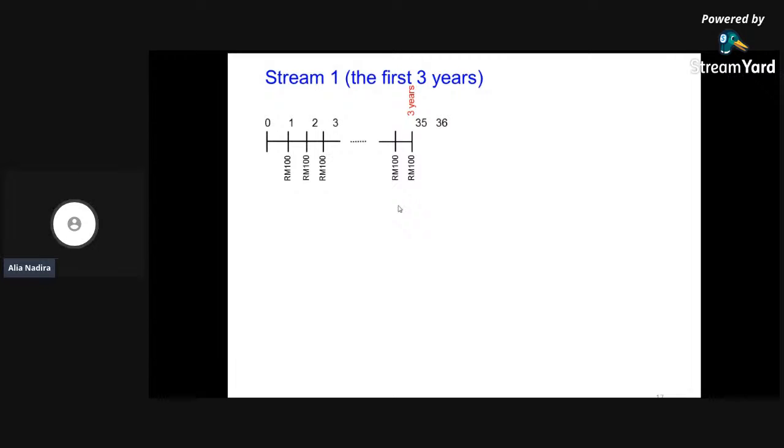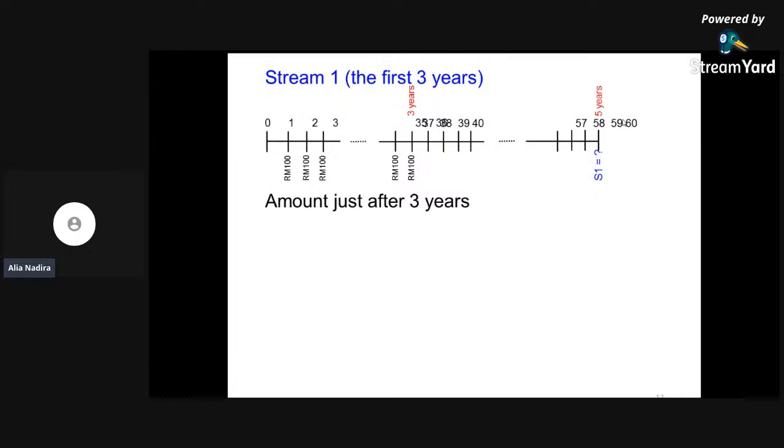We have to calculate the first stream, the first 3 years first. So in the first 3 years, she puts in 100 ringgit. So we want to know, after 3 years, we will have this amount, which is the annuity, 3875.33.